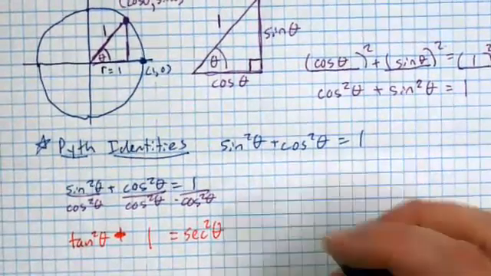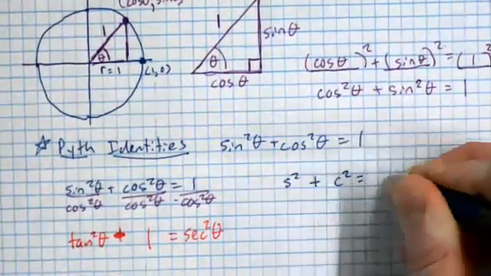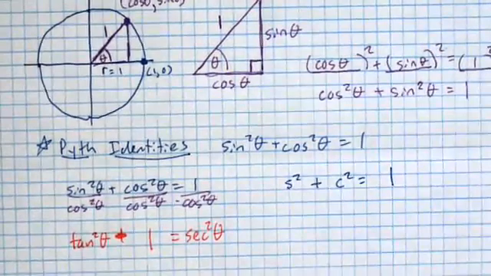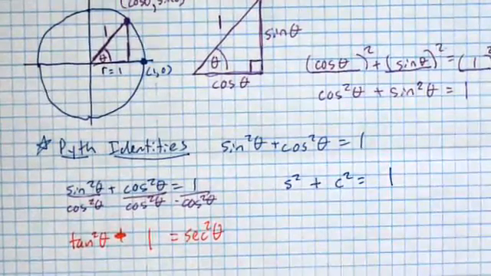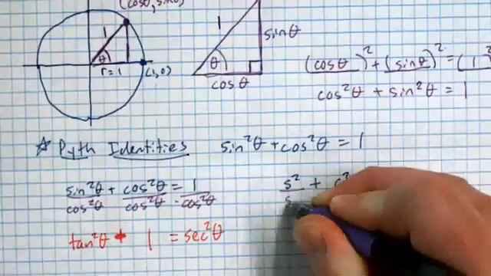You can actually do the third one doing the same thing. So start with sine squared plus cosine squared equals 1. So when I'm doing these, I usually just abbreviate them. What am I going to divide by this time instead of dividing by cosine squared? Let's divide by sine squared.